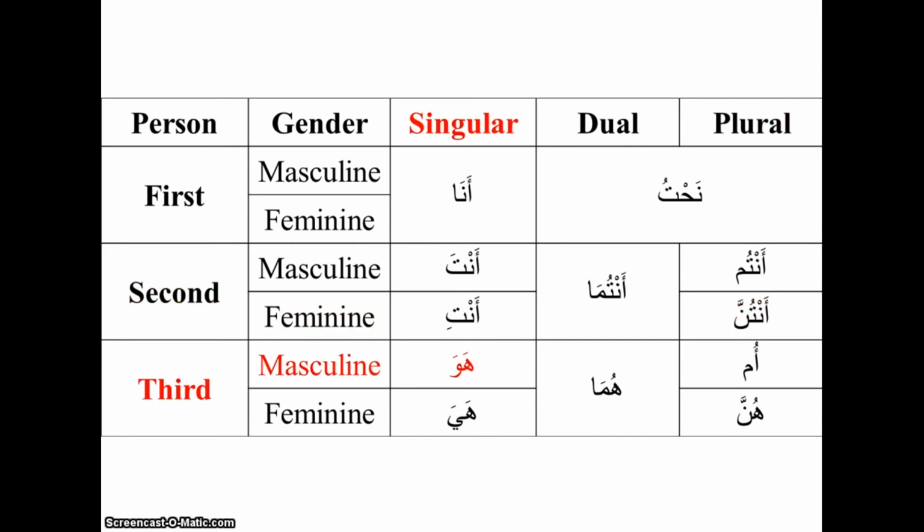The third person masculine singular, corresponding to he and him, is hua. The third person feminine singular, corresponding to she or her, is hiya. The third person dual, which does not differentiate in terms of gender, corresponding to they and them when speaking about two things, is huma. The third person masculine plural, corresponding to they or them when speaking about multiple masculine things, is hum. The third person feminine plural, corresponding to they or them when speaking about feminine things, is hunna.